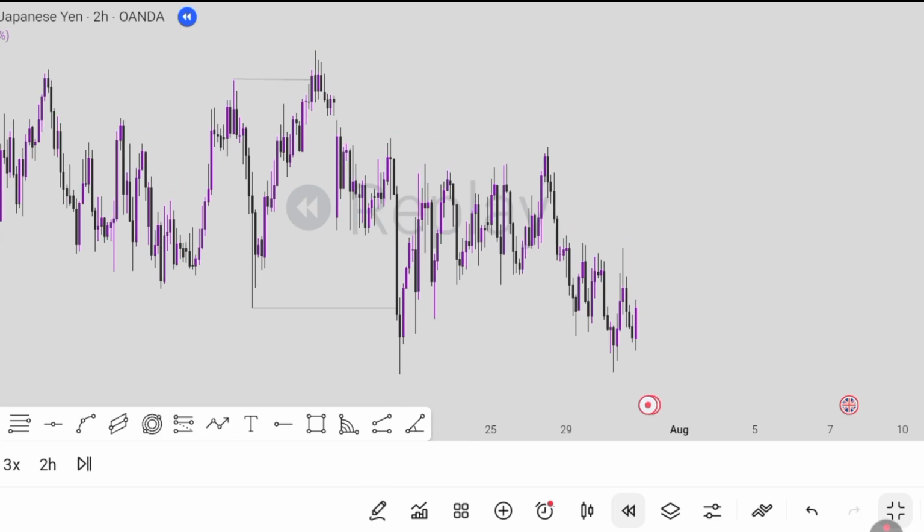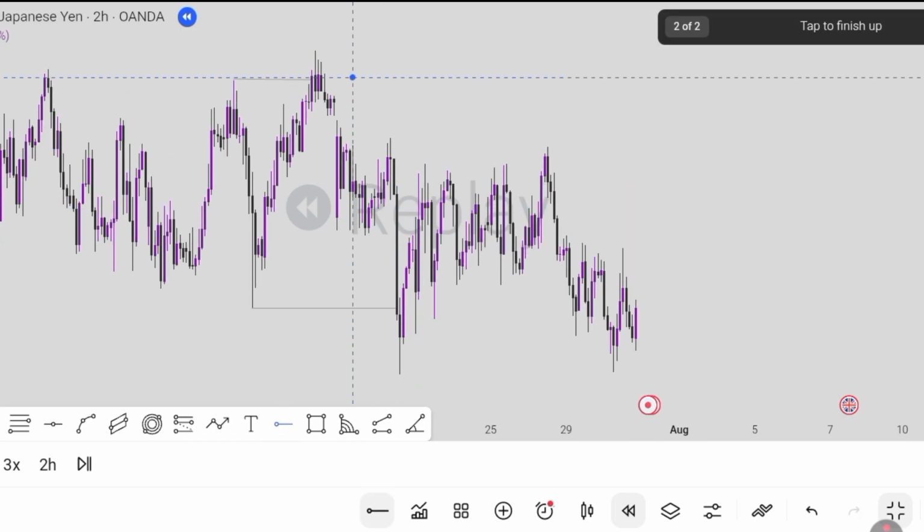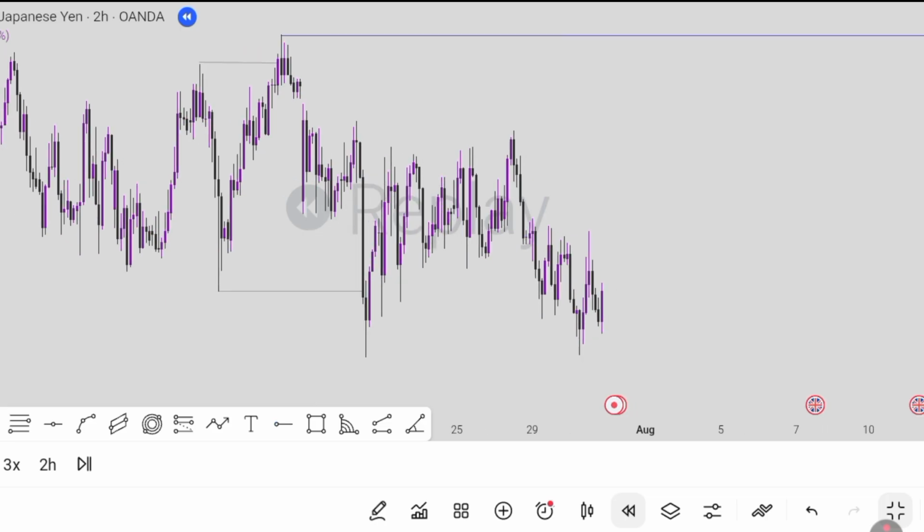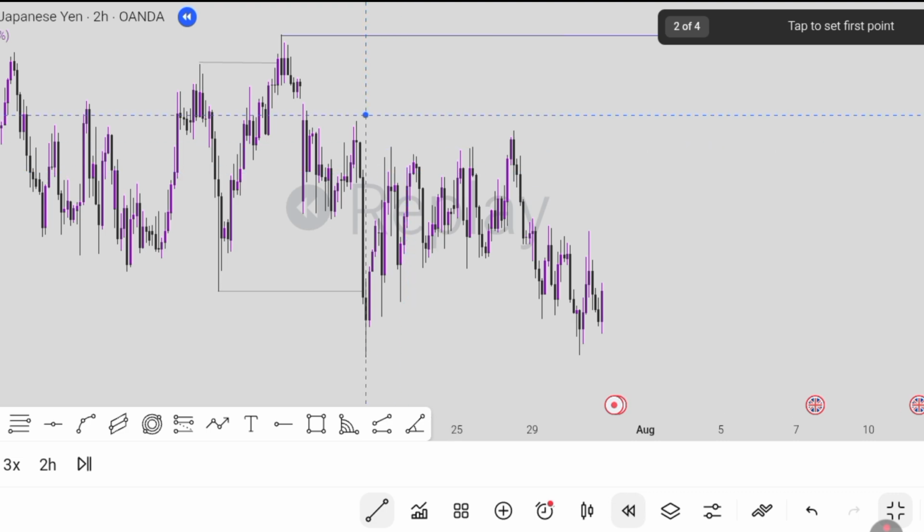Since you have something like this, then you have to establish that, okay, this will be what? This will basically be your protected high. And then what next do we have here? After that break of structure, you can see that we had what? This here, this liquidity here.